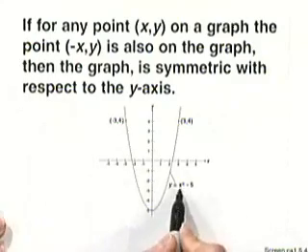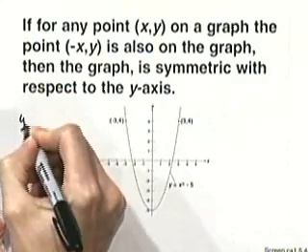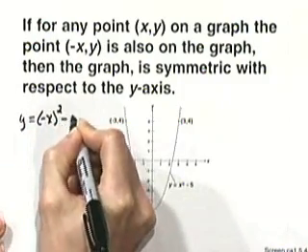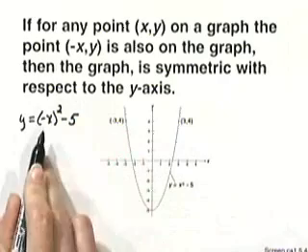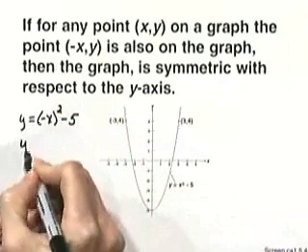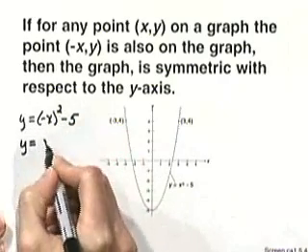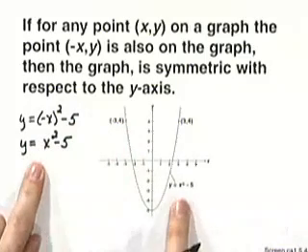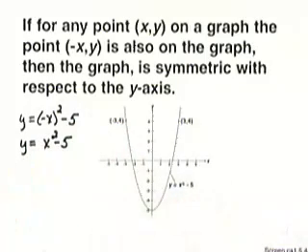So if we replace x with the opposite of x, we would have y = (-x)² - 5. And when I simplify here, (-x)² is just x², so y = x² - 5, and we have two equations that are identical.